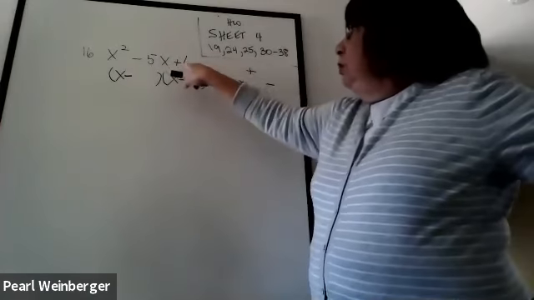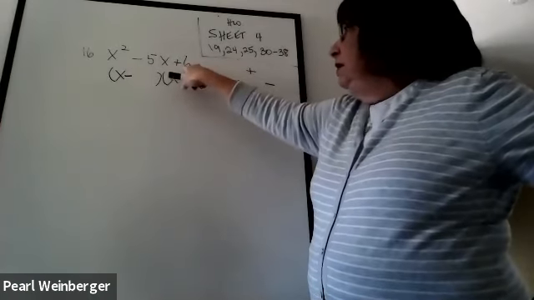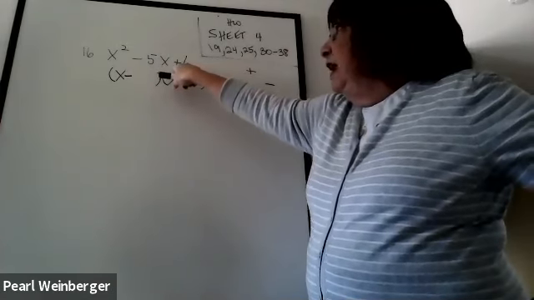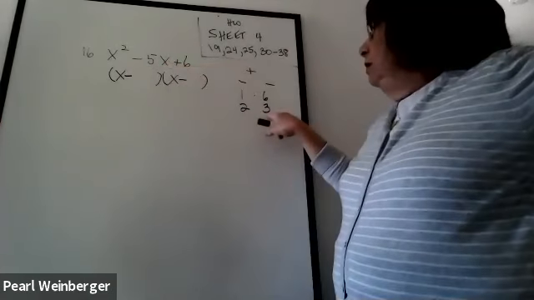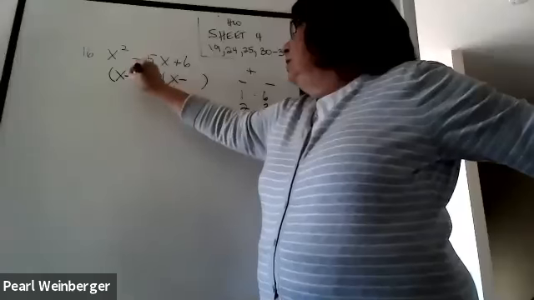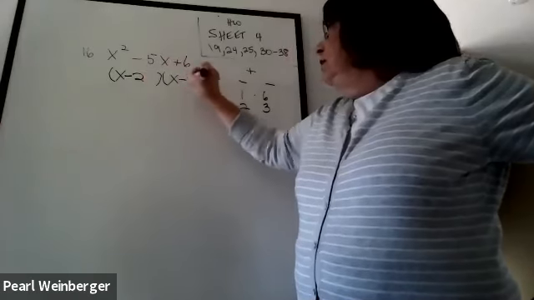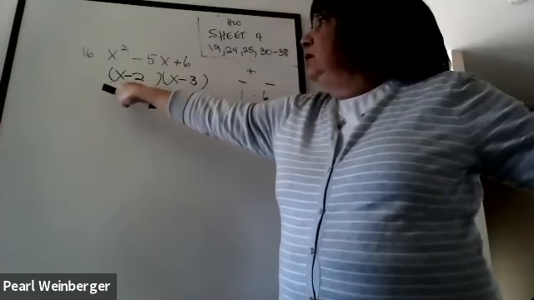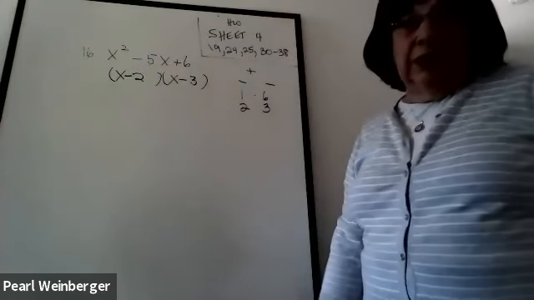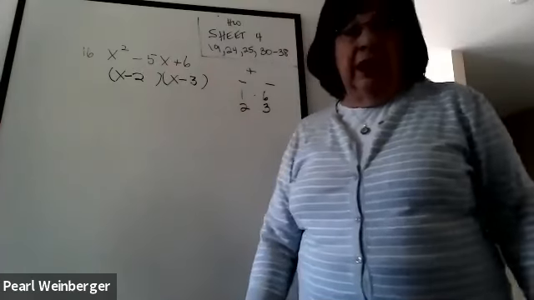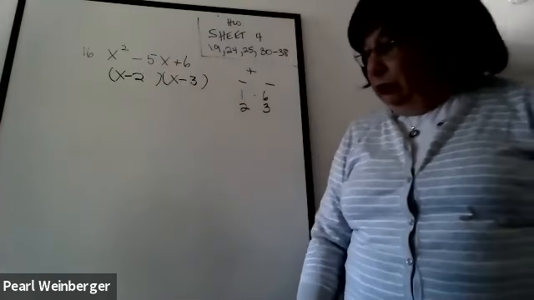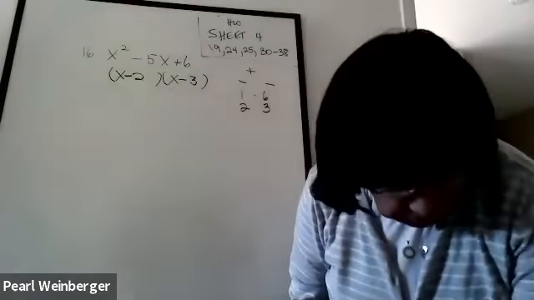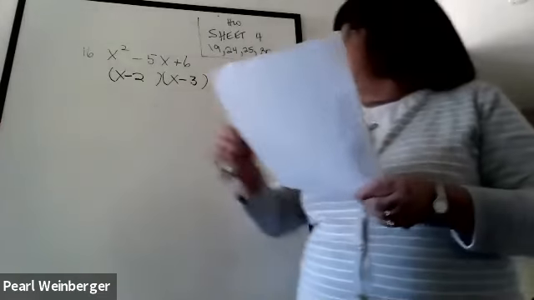And since we're looking for two numbers that multiply to 6, but since this is a plus, they have to add to 5, it must be the 2 and the 3. So we put a 2 in one parenthesis and a 3 in the other parenthesis. It doesn't matter if you would have written x minus 3 first and x minus 2 second. That is the way we would factor this trinomial. Okay, then I gave you number 17.